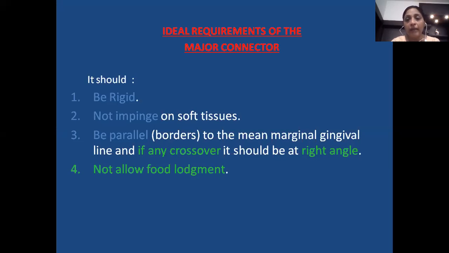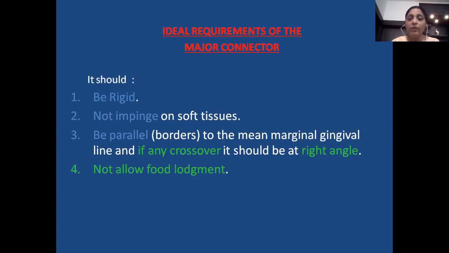If, on the other hand, we provide a flexible RPD, then the part on which we apply the force, the whole force will be concentrated on that part only, and there will be more resorption of the bone. So we don't want one part to be more stressed and the other part not to be stressed at all. We want uniform distribution so that there is minimum bone resorption overall. For that, we need a rigid major connector.